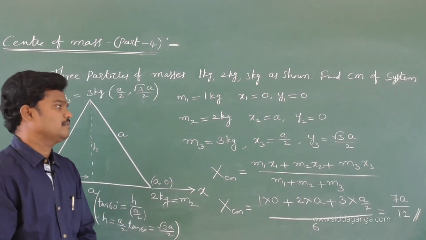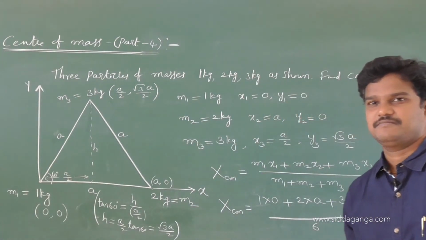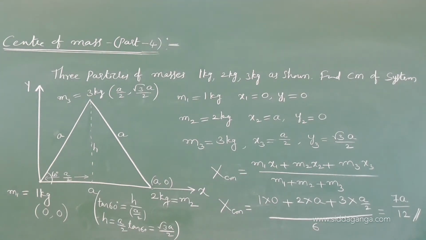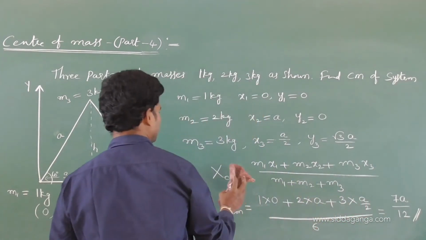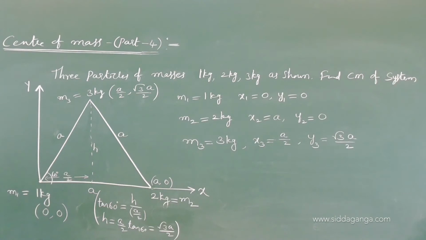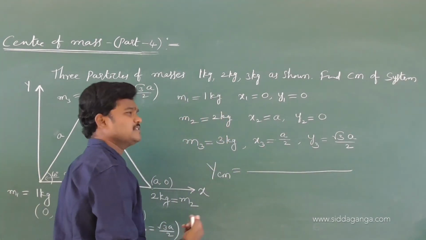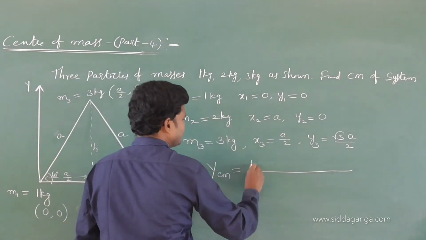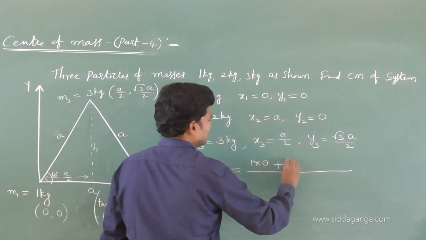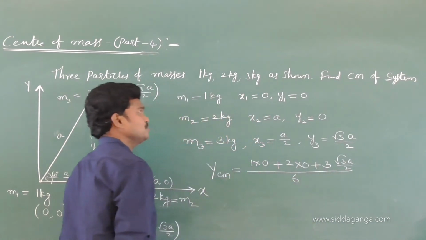So, try YCM in the same manner. Use M1Y1 plus M2Y2 plus so on up to MNYN by M1 plus M2 plus M3, for n particles that is. Try the YCM coordinate. I got the XCM coordinate now. Now let me write the YCM coordinate. So you write the formula, the YCM formula. I am writing directly now: M1Y1 plus M2Y2 plus M3Y3 by M1 plus M2 plus M3. M1Y1 is 1 into Y1 0, M2Y2 is 2 into 0, M3Y3 is 3 into root 3 A by 2, by 6, 1 plus 2 plus 3, 6.